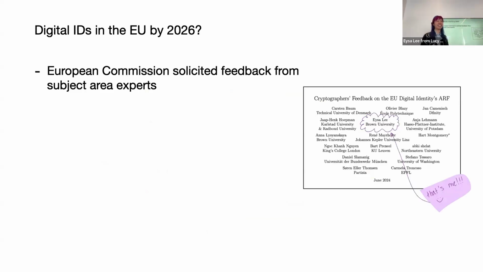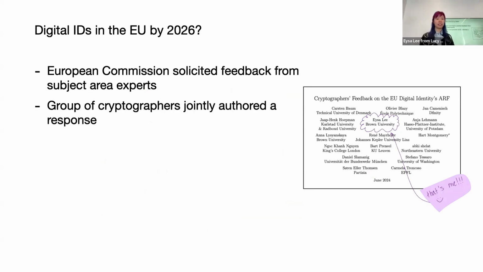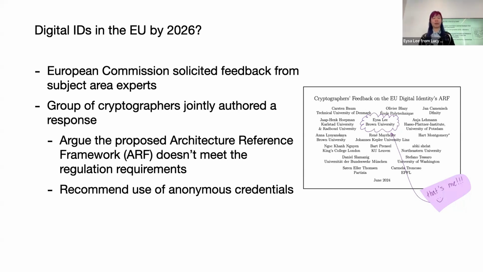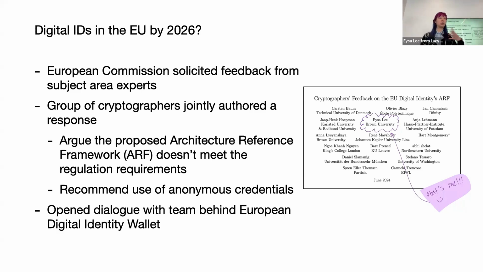And something cool about having these privacy-preserving guarantees in the regulation is that the European Commission actually solicited feedback from subject area experts all over, including cryptographers. I was part of the group of cryptographers who jointly authored a response giving feedback on their proposed design. That's me, in a large group of us back in 2024. We argued that what they proposed, the architectural reference framework, doesn't actually meet the regulation's privacy requirements. We told them that this isn't good enough, and we recommended using anonymous credentials. A really cool outcome is that it opened a dialogue with the team behind the digital identity wallet about how to do this in a privacy-preserving way.